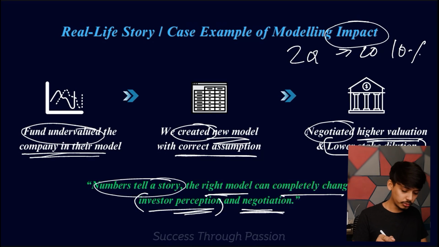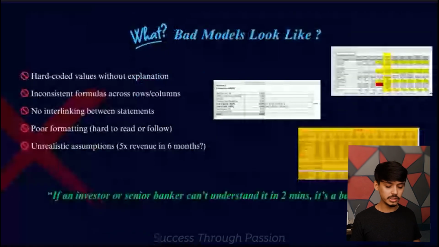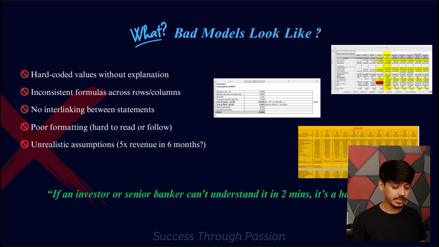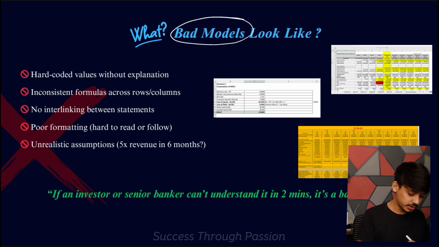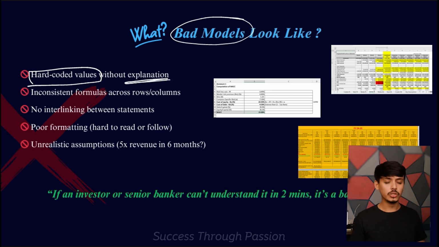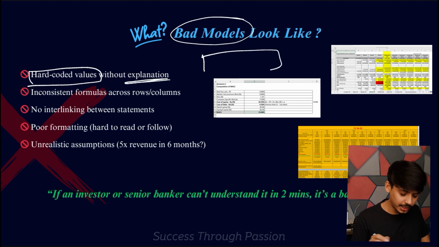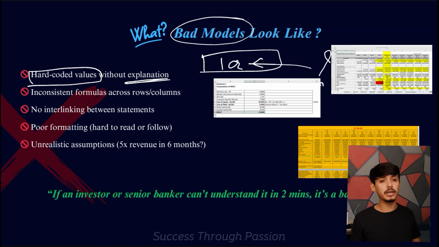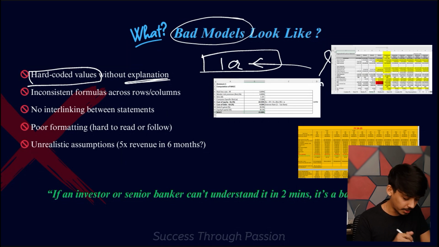Next we are going to see some of the bad models and what are some of the elements of a bad model. So first one is hard coded values without explanation. So what is hard coded? Hard coded means that a particular cell has a very big number, let's assume 1 crore, and there is no reference from where this 1 crore number is coming. So that is the meaning of hard coded, that it is typed manually and there is no backing of what the number is, where the number is coming from.